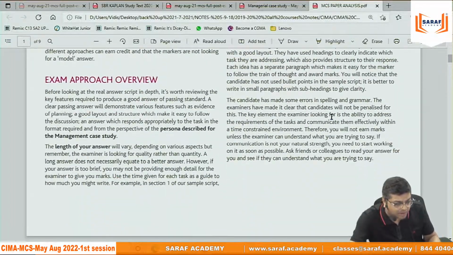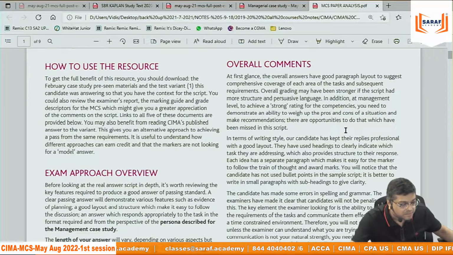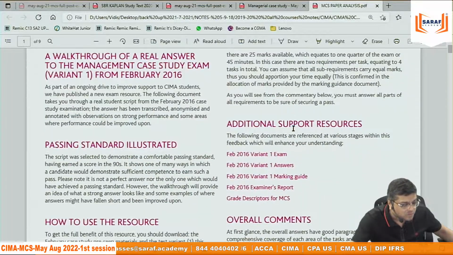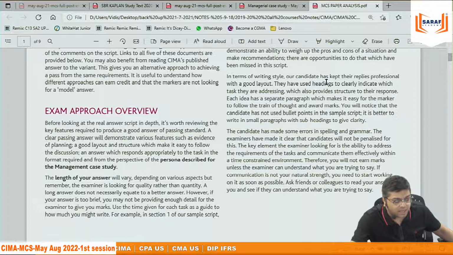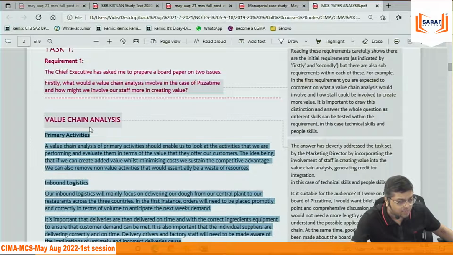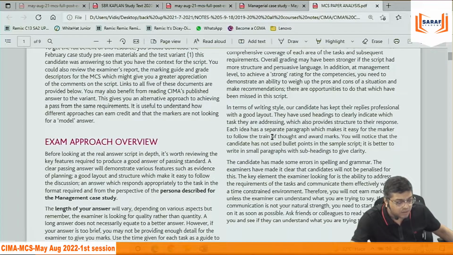At the same time, they have said here specifically, in terms of writing style, our candidate has kept their replies professional with a good layout. They have used headings to clearly indicate which task they are addressing. That means the student has written, he is answering for 1A, 1B, whatever you say, which also provides structure to their response.